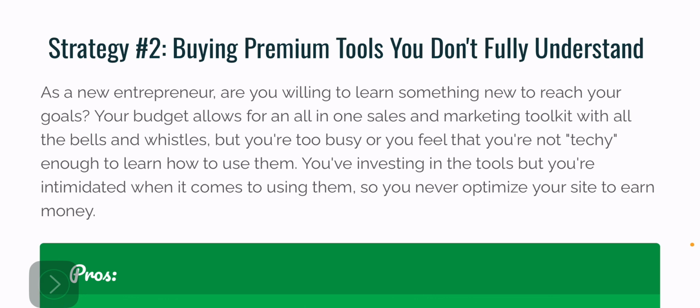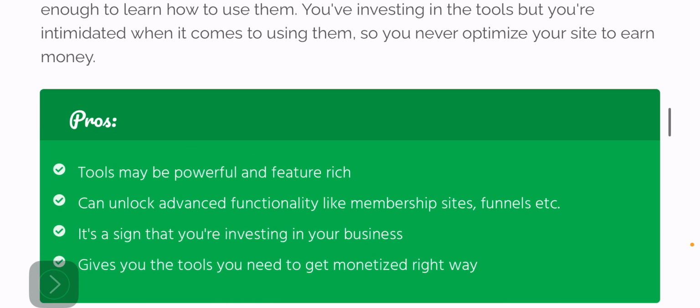And so in this case, your budget allows for an all-in-one sales and marketing toolkit with all the bells and whistles, but you're too busy or you feel that you're not techie enough to learn how to use them. So you invest in the tools, but you're intimidated when it comes to using them. So from that perspective, you never optimize your site to earn money. So that means that you are kind of stuck in limbo. You're not really making money. You have a great looking site. You have the potential to earn money, but you're not really earning money at this point, right?